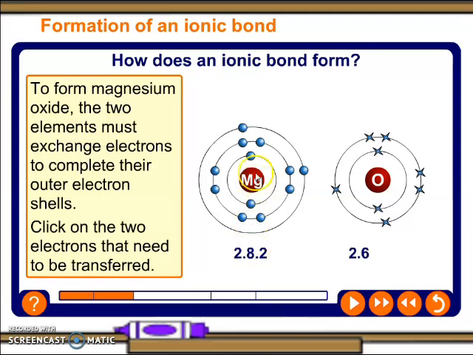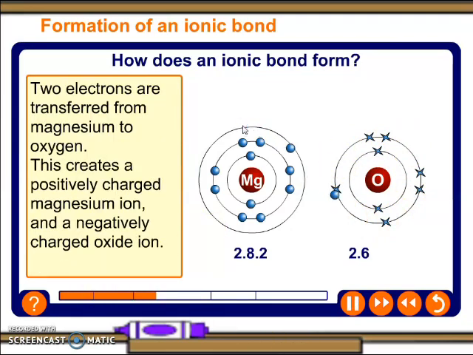We have 2A. The 2,8,2 electron configuration of magnesium means 2 electrons in the first energy level, 8 electrons in the second energy level, and 2 electrons in the third energy level. And the 2,6 electron configuration for oxygen means it has 2 electrons in the first energy level and 6 electrons in the second energy level. 2 electrons are transferred from magnesium to oxygen.